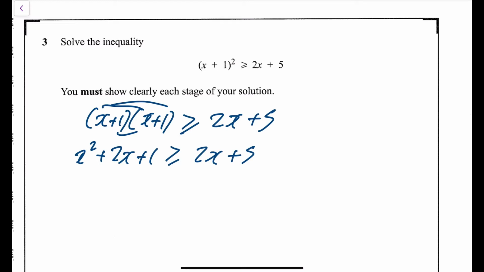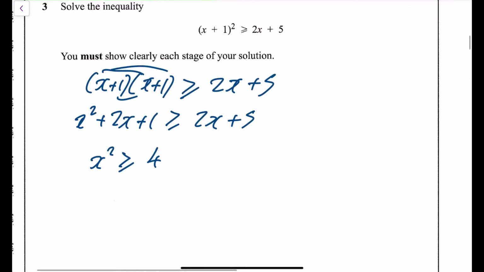Oh, very nice. And that one actually works out very, very nice. You can cancel the two x's on both sides and bring that 1 across. You'll have x squared is greater or equal to 4. Now, this is the easiest way to do this question. You can do this one without any graphs. I'll show you another way of doing it if you don't spot this.